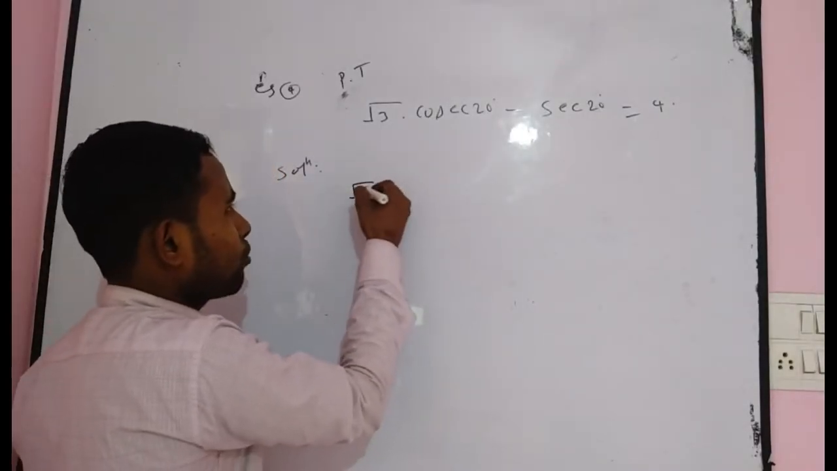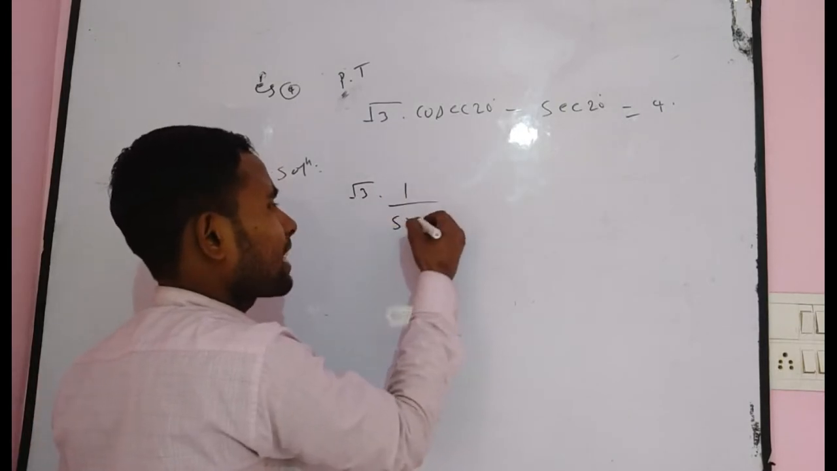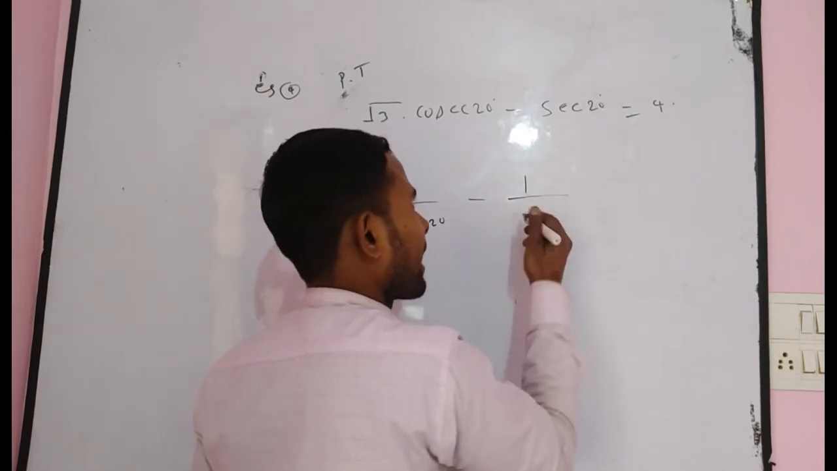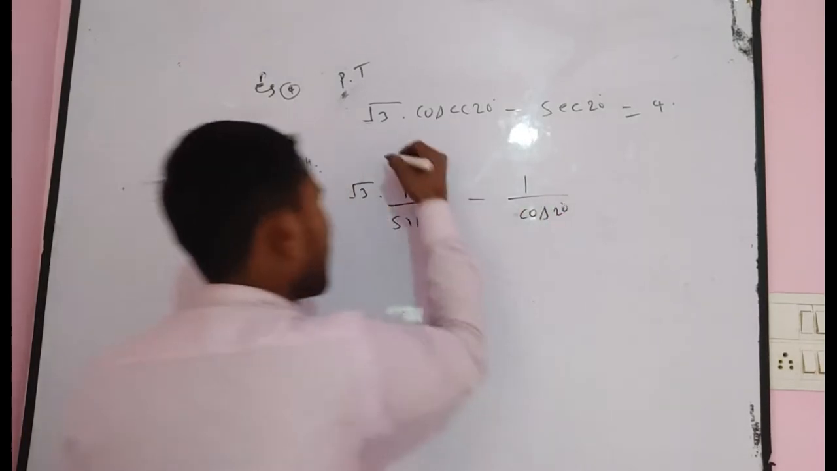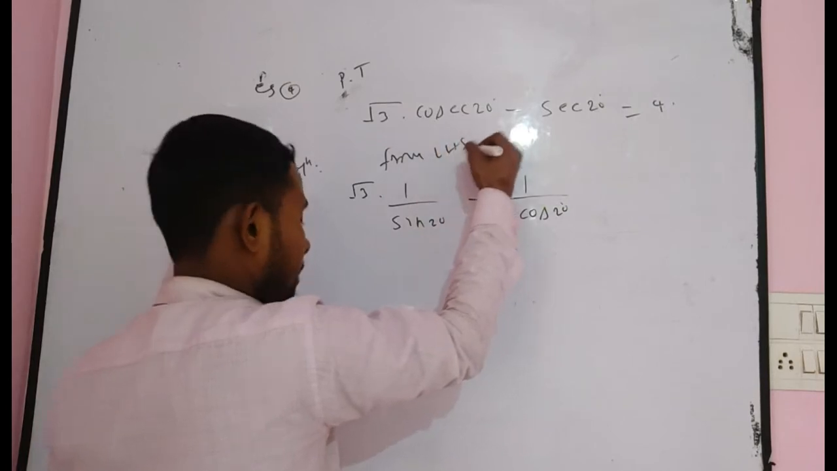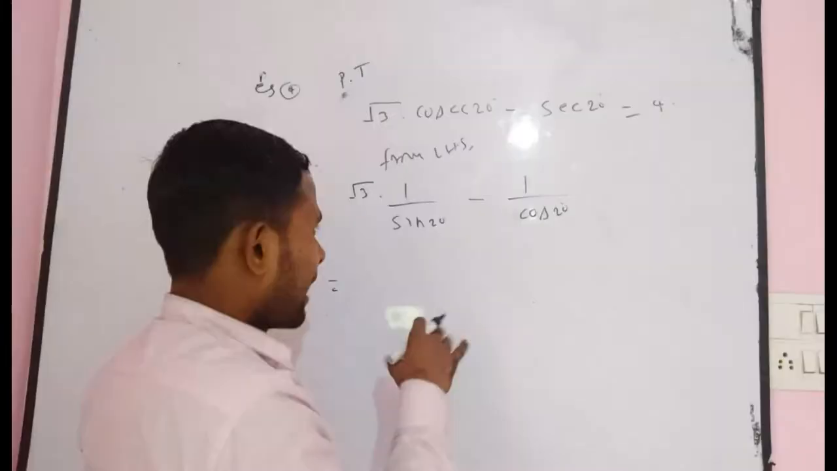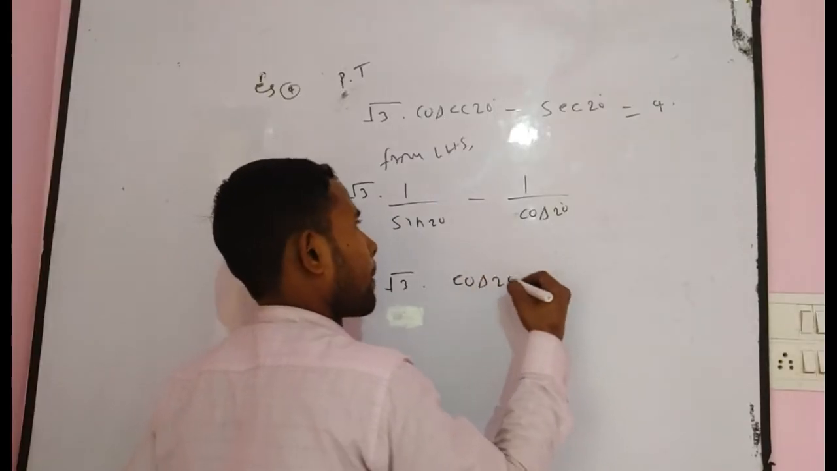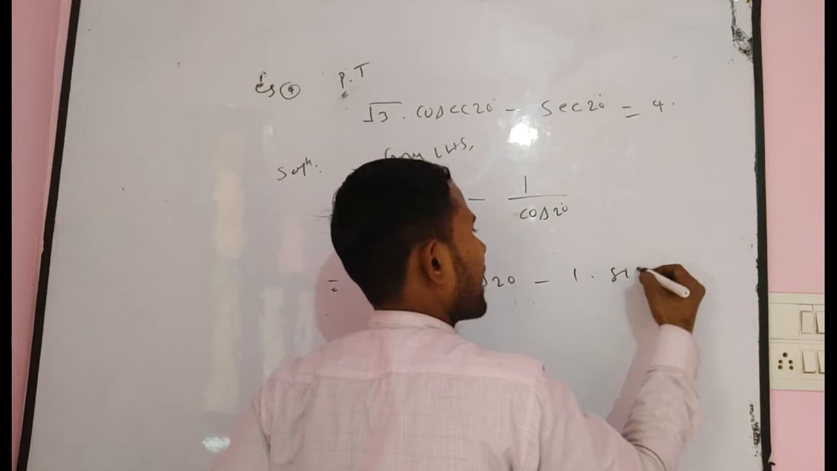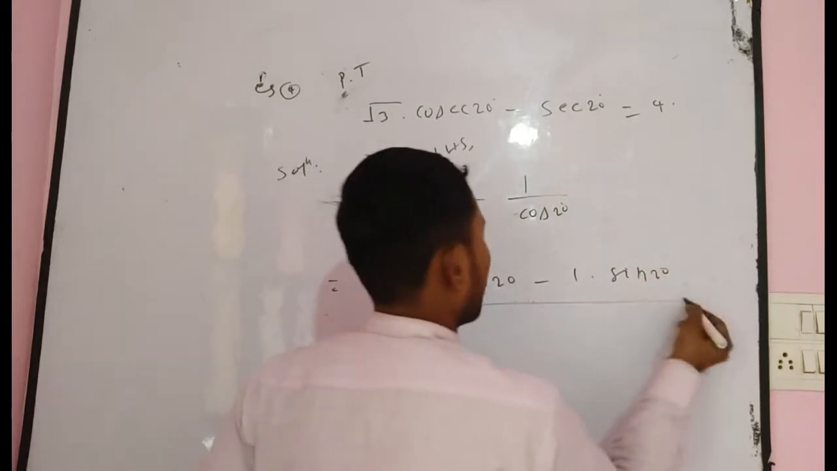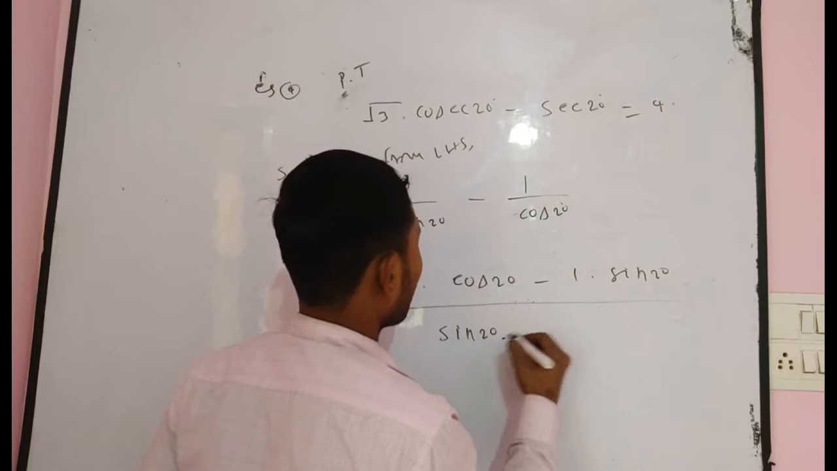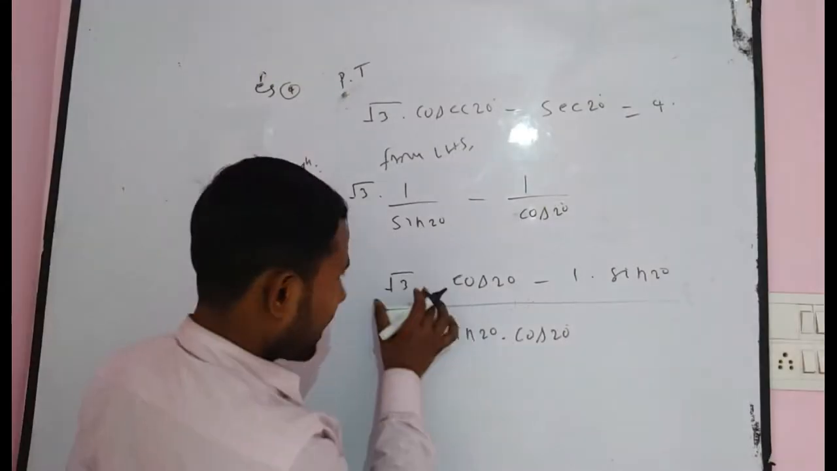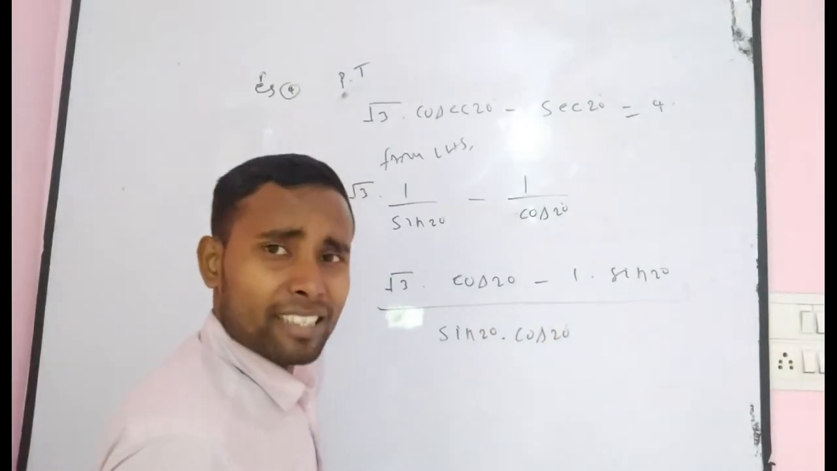Firstly, I want to write root 3 into cosec 20 as 1 by sin 20, minus sec 20 as 1 by cos 20. Firstly, you have to start from the LHS. Now you have to take the LCM. You get root 3 into cos 20 minus 1 into sin 20, divided by sin 20 into cos 20. Can you write it? Now here it becomes this expression.